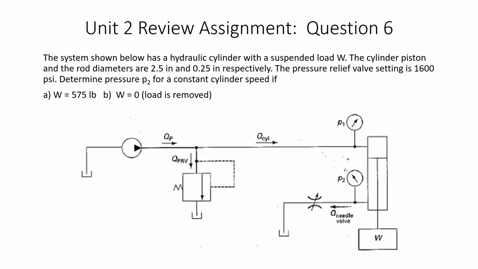Determine the pressure P2 for a constant cylinder speed if the weight is equal to 575 pounds or if the weight is equal to 0. In other words, the load is removed.